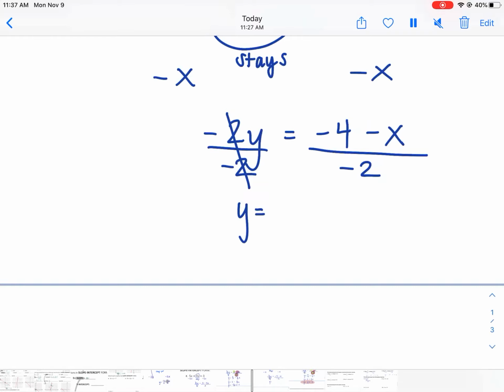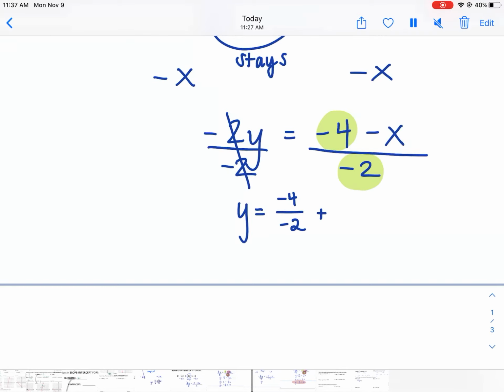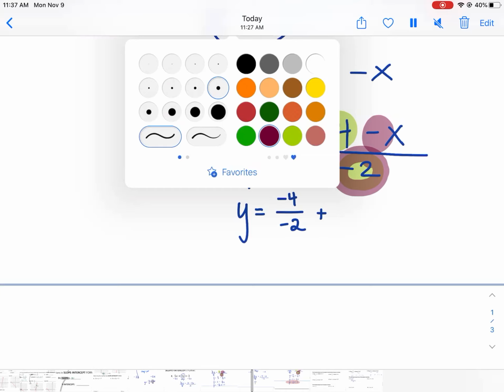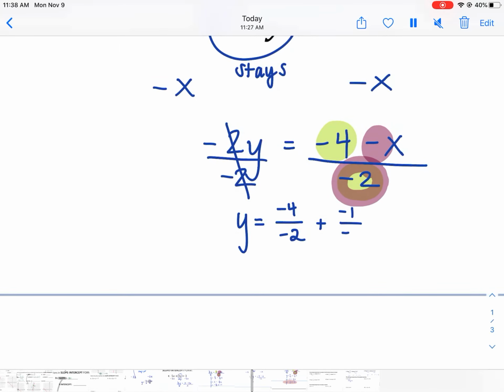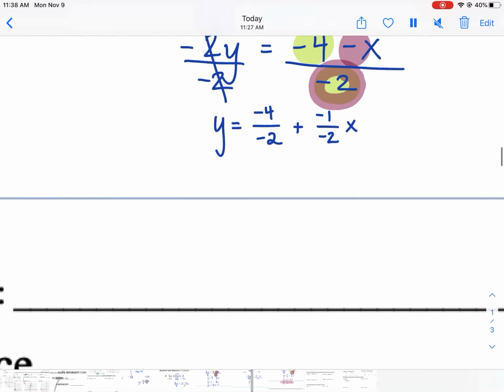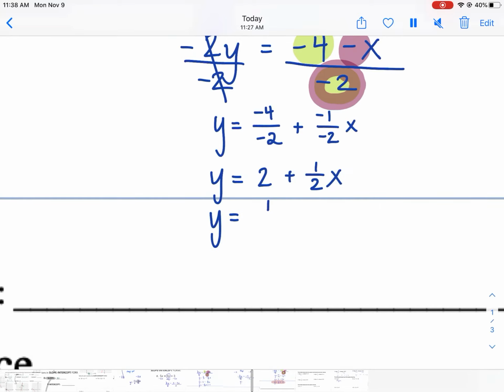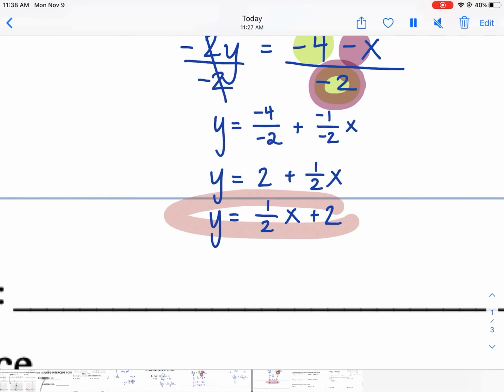Now y is equal to, let's break it down, -4 over -2. We can write it that way. Plus negative, what's that number in front of x? -1 divided by -2. That's really a -1x. All right, now let's simplify. y equals +2 plus +1/2 x. Let's put that coefficient and variable out front. y equals mx plus b, y equals 1/2 x plus 2.